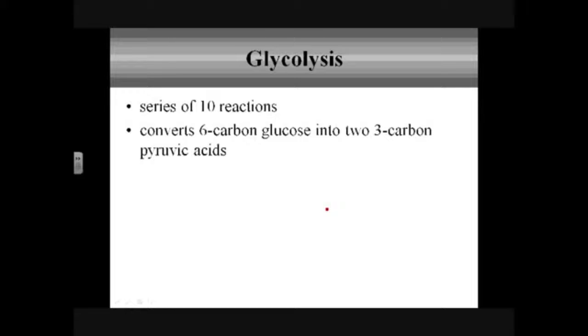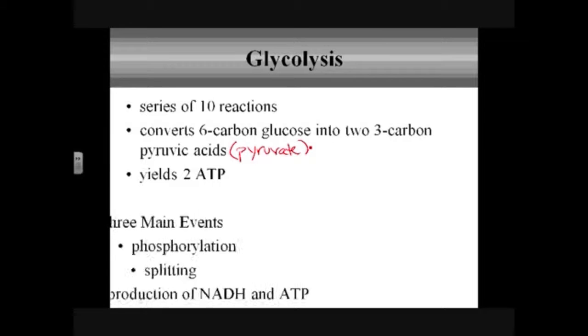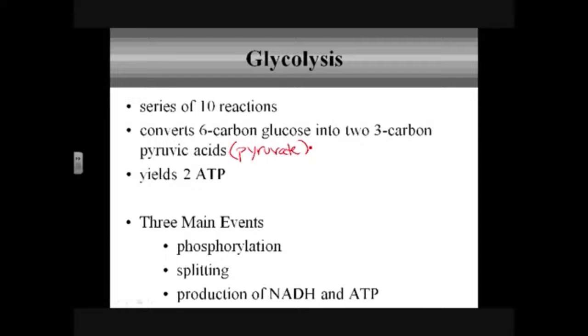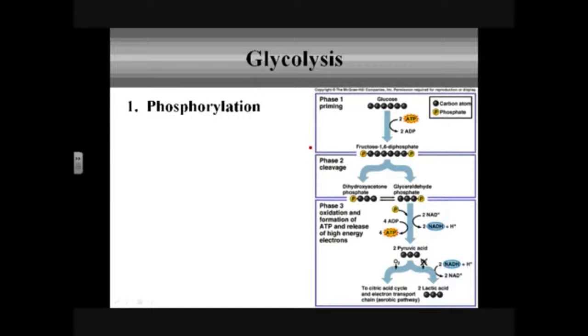And that 6-carbon is called glucose, and the 2 3-carbon molecules are pyruvic acid, or as you guys previously learned them as pyruvate. Glycolysis is actually going to produce an overall gain of 2 ATP, and there are 3 main events that occur in glycolysis: phosphorylation, the splitting, and production of the NADH and ATP. So we're going to talk a little bit about each of those. So phosphorylation, really fancy word, for adding phosphate.